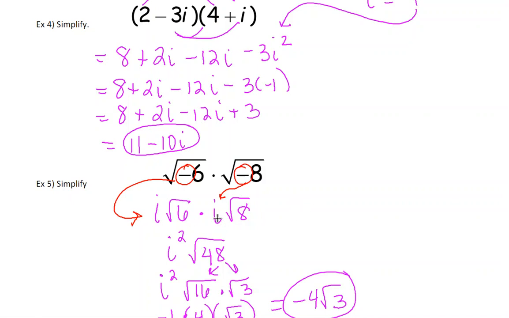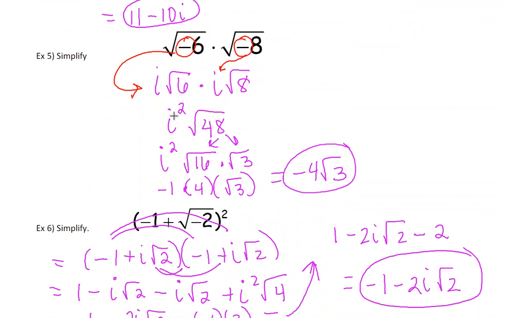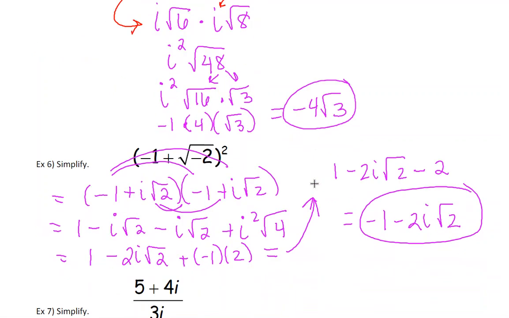So then once I got to here, I multiplied together. You multiply outsides and insides, and then I just simplified. So i squared was -1. The square root of 48 I broke into the square root of 16 times 3, and then I just multiplied those all together. Example 6, same thing about simplifying the square root of -2.